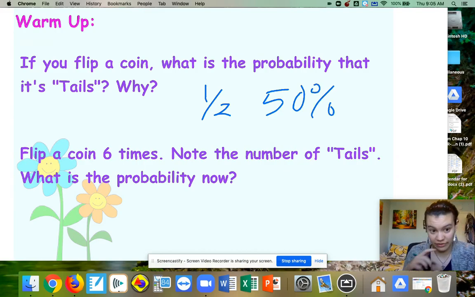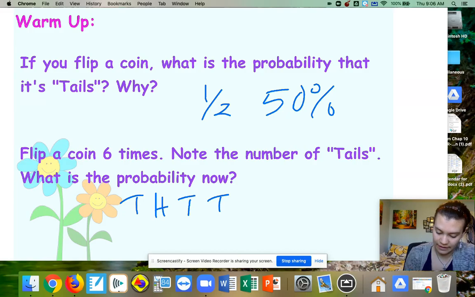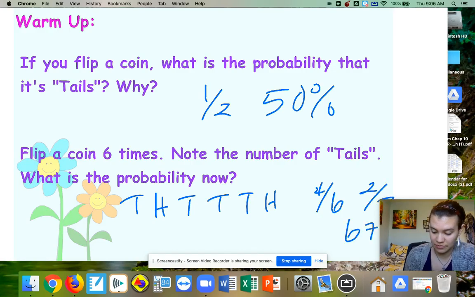So this next question, we want to flip a coin 6 times. So say the way we flip it, we get tails and then heads and then tails and then tails and then tails and then heads. So here you can calculate this. What is the probability of tails now? This was 4 out of 6, which is not the same as a half. This would be 2/3 or 67%.